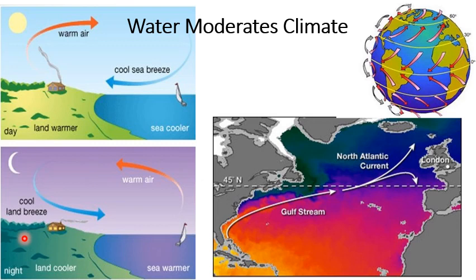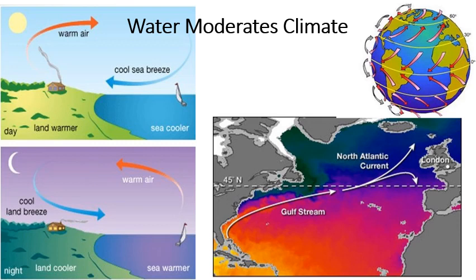So the upshot is, if you're living by a large body of water, the days are going to be cooler than they would be otherwise, and the nights are going to be warmer than they would be otherwise. Overall, the temperature is going to be more moderate next to the water than further away from the water.